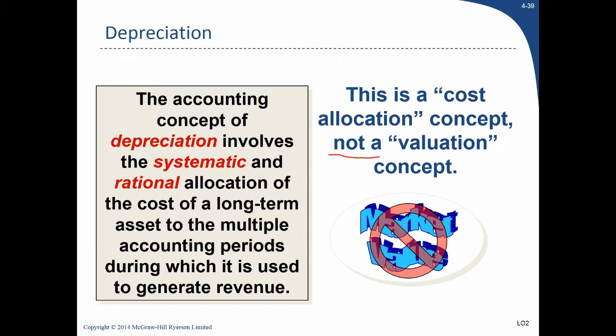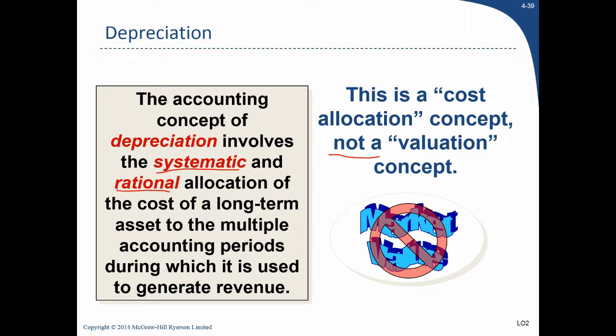That does not mean that is what we expect we could sell it for in the market today. Let's say someone wanted to buy it from us. They might offer us more or less than that, okay? That's not what the depreciation is meant to do. Depreciation is meant to be a systematic, meaning it follows a system. We say a certain amount every year. And rational, meaning it's based on the useful life of the asset. It's meant to be the systematic and rational allocation of the cost of a long-term asset over the accounting periods in which it is used to generate revenue, okay?